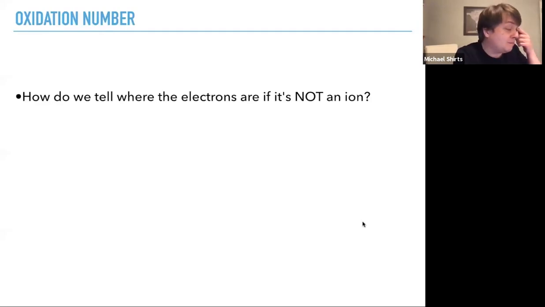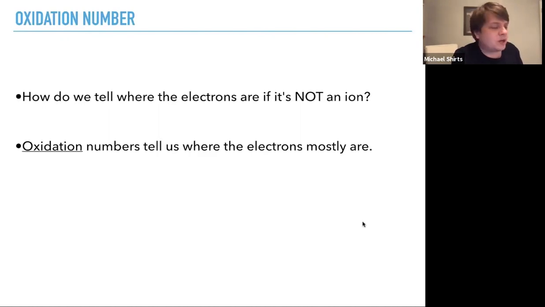So how do we tell where the electrons are if it's not an ion? If it's Na+, that's pretty clear. But what if we're dealing with two covalent compounds in those places? Oxidation numbers are these bookkeeping tools that tell us where the electrons mostly are. So what are the rules for this? How do we know exactly which atom has ownership of that electron?